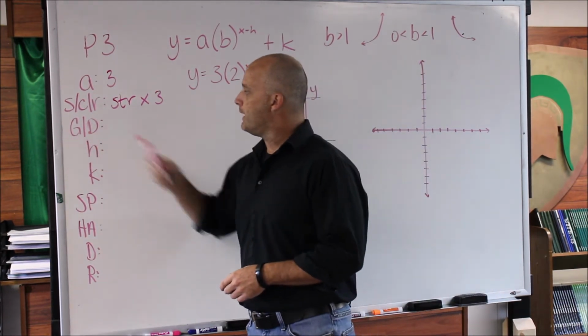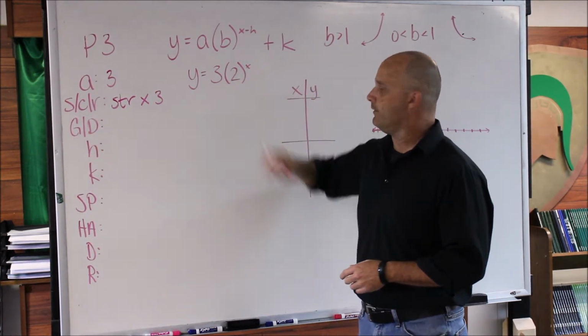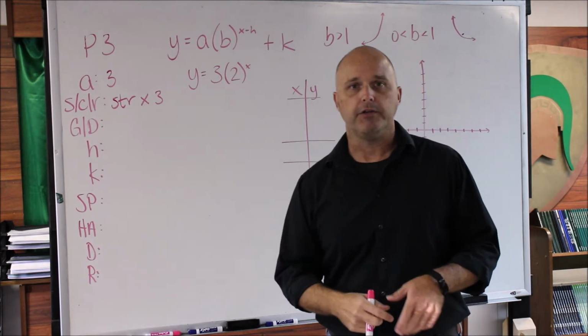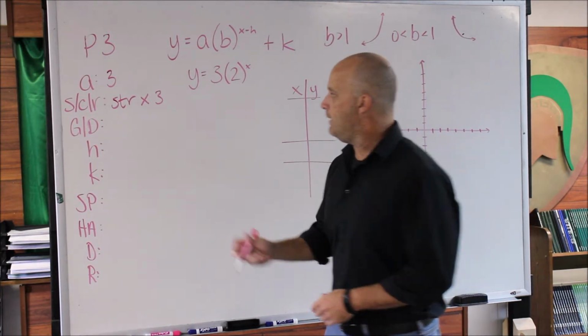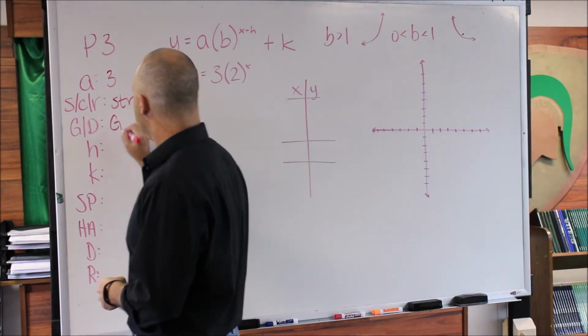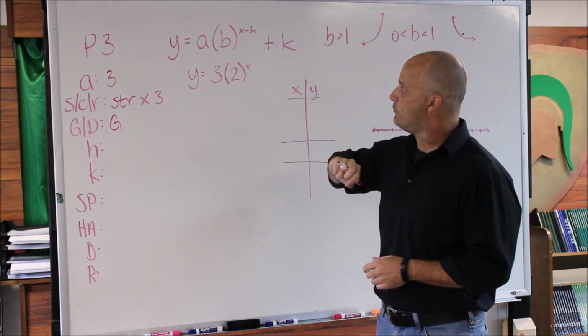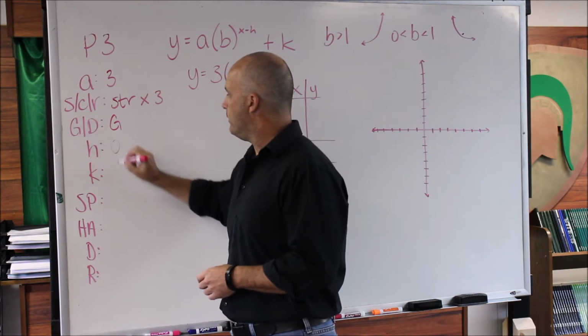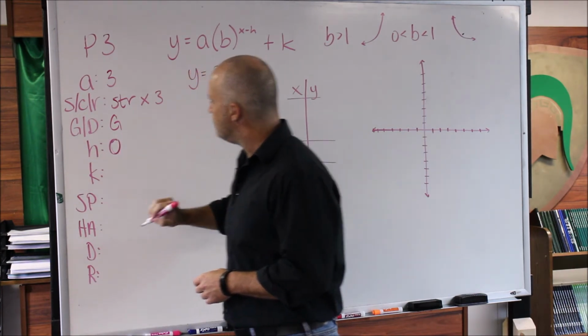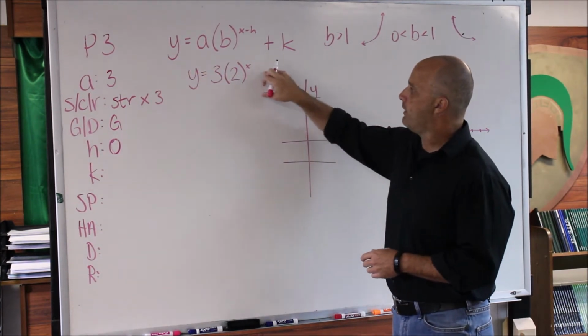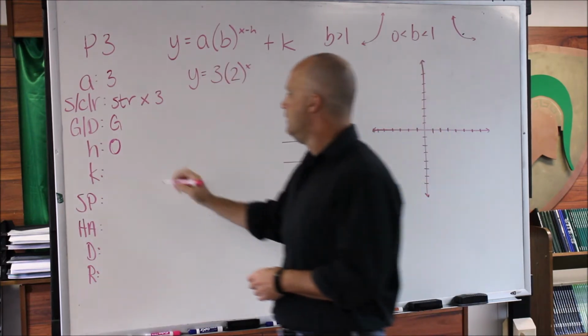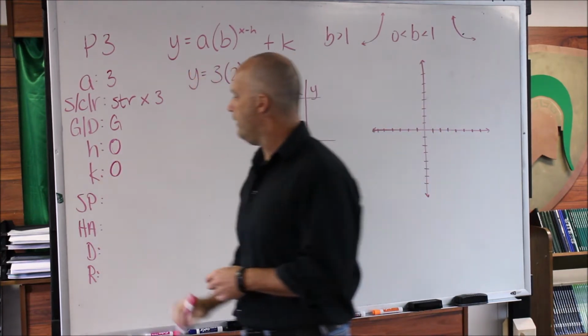Now our growth or decay, we're going to go to that b value. And in this case, our b value is greater than 1. So that means that we're going to have a growth model. Our h value, there's nothing being added or subtracted to the x. So we get a 0. Let's make sure that shows up. And then there's nothing being added or subtracted to the entire equation. So that is a 0 as well.